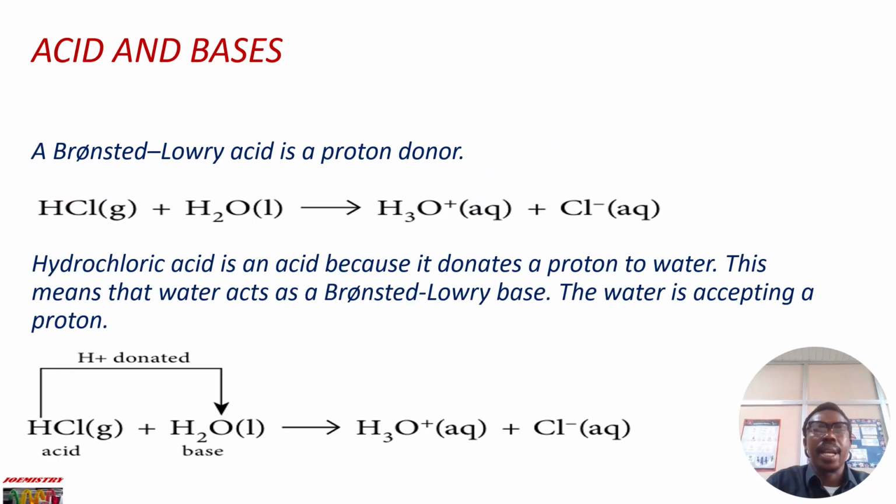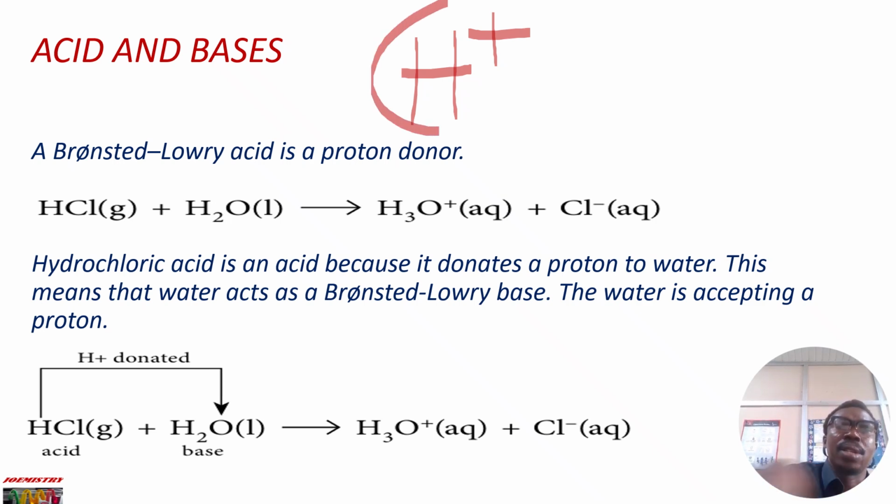So we are looking at acids and bases based on the Bronsted-Lowry definition. Based on Bronsted-Lowry, an acid is a proton donor. A proton is a hydrogen ion, positively charged. So an acid is a proton donor.